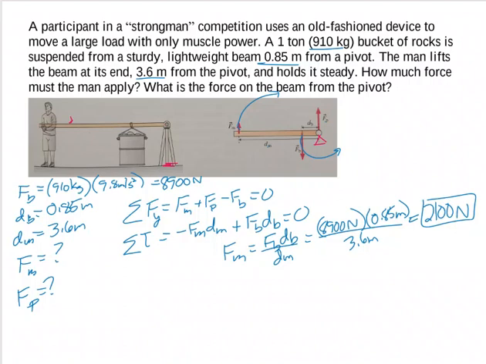Okay, so now we can go back up to the force equation. We now know the force of the man, and we know the force of the bucket. We just need to know the force that is being applied to the pivot. So I can solve for force of the pivot. Almost wrote a B again. Equals, now I added force of the bucket, and I subtracted force of the man. So now I have force of the bucket, which was 8,900, and I'm subtracting force of the man, which is 2,100.